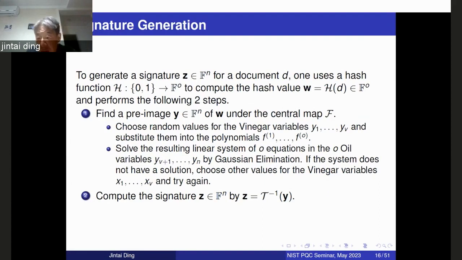We have a very high probability of success because this linear system should be a random linear system, and the failure probability, which is the probability that the corresponding system is not invertible, should be about 1 over q. So we should be able to get a solution very efficiently. Afterwards, we compute the signature as T inverse of Y, and that's it. These two steps find a preimage of W, which we call Z.